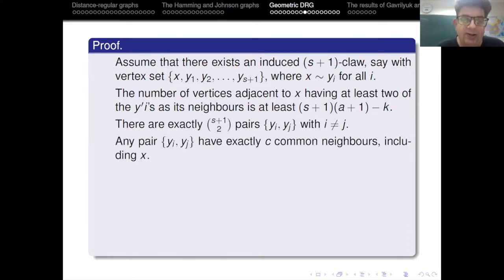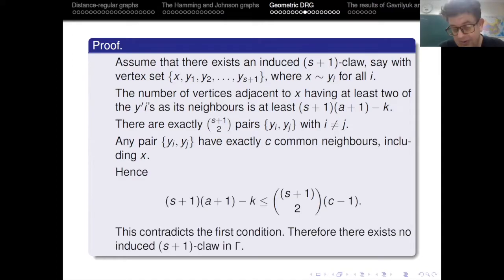Now we have exactly (s+1 choose 2) pairs yi, yj with i not equal to j. Each pair yi, yj has exactly c common neighbors, including x. So (s+1)(a+1) - k should be at most (s+1 choose 2)(c-1). And this contradicts the first condition. So therefore there exists no (s+1)-claw in Gamma. So this was the first condition.